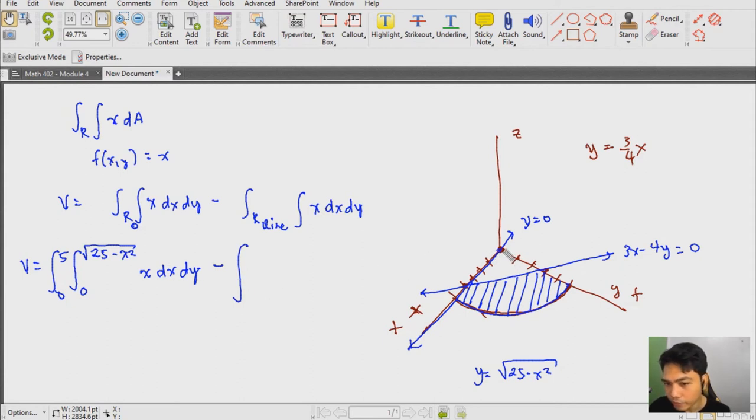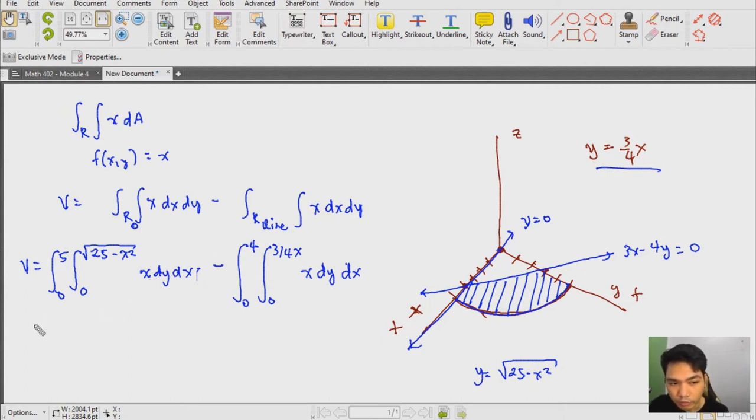Same as before, dx dy also. So if it's x, it is 0 to 4. So from 0 to 4, and then what is our line? Based on the equation, we start with 0 and end up with this value in terms of x, that is 3/4 x. So that is 3/4 x and then x dx dy. Actually, I got it backwards. x dy dx and then x dy dx. Okay, so from this, we can now integrate.